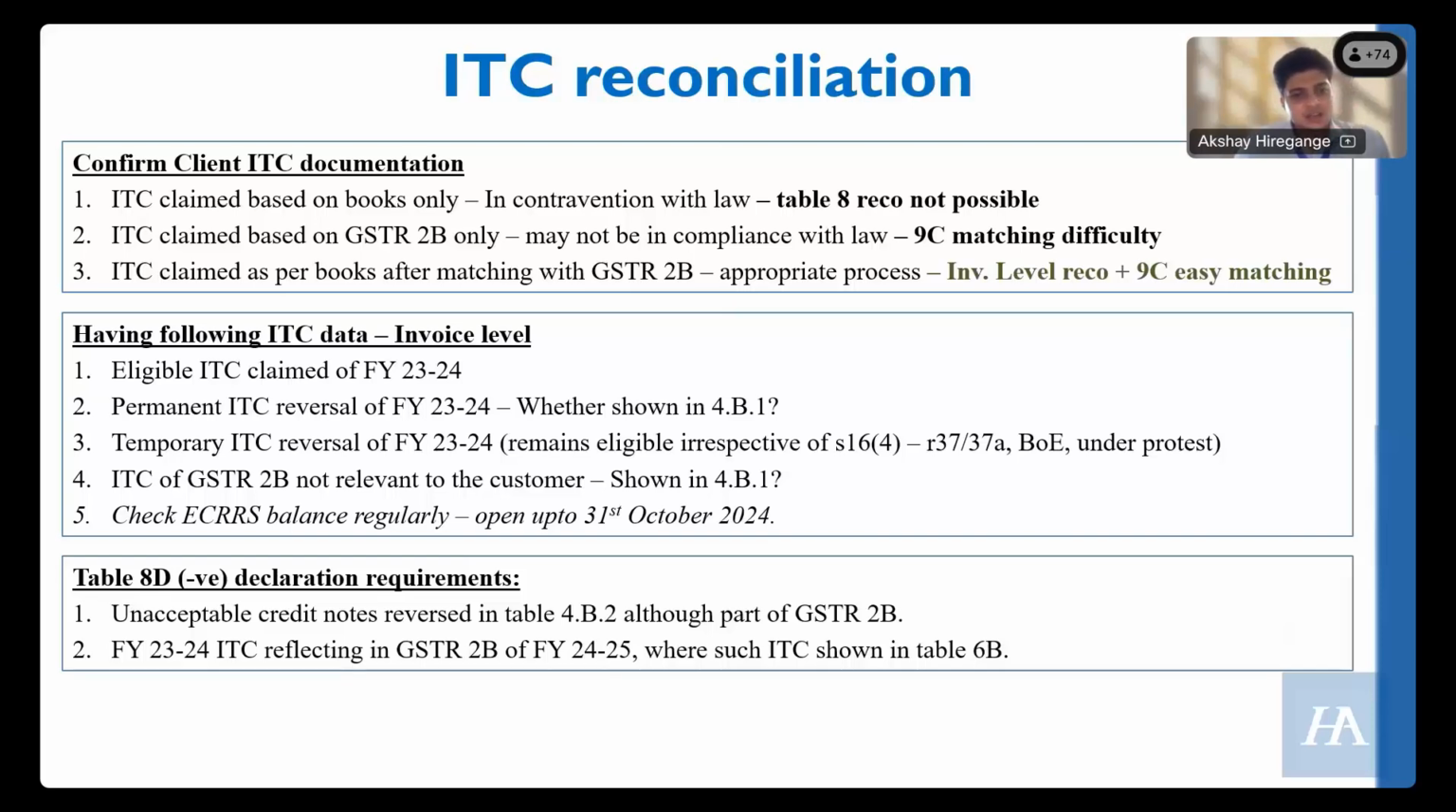Next, ITC of GSTR 2B, which is not relevant to customer, whether it is shown in 4B1 or not. This is again the ask of the departmental officers, where they want data to be put in the permanently reversed ITC so that they get the benefit of the revenue. Whatever you put, to that extent, SGST portion goes into the kitty of that state. Other than this, I'll come to the negative values in the subsequent slides.